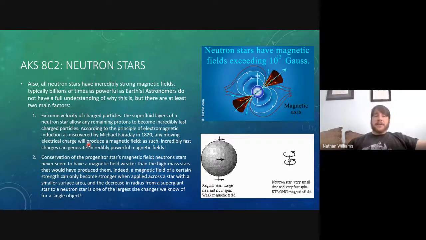But the interesting thing is that if you try to apply that same magnetic field from a supergiant star across the incredibly tiny surface area of a neutron star, then that actually tremendously amplifies the strength of that magnetic field. Keeping the magnetic field flux the same across a smaller radius will make the field stronger. And that's what we're seeing in an extreme way here. So this is probably an important factor.